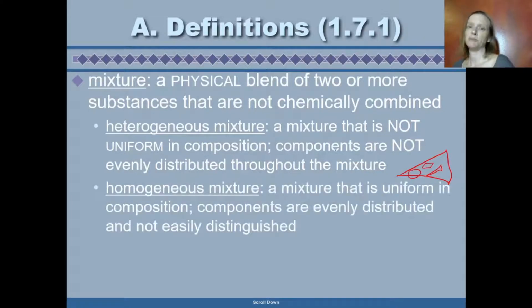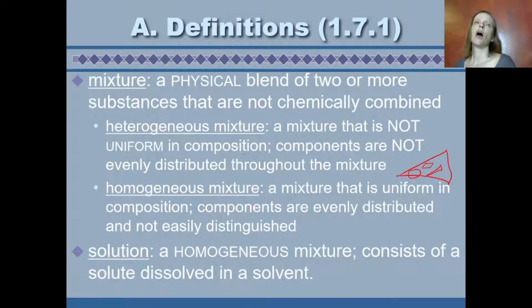A homogeneous mixture, on the other hand, is a mixture that is completely uniform in composition. Every time you take a sample, the components are exactly the same. An example of a homogeneous mixture would be sugar water, salt water, where every drop of the salt water in the glass has the same composition.